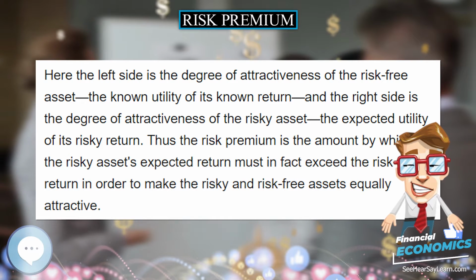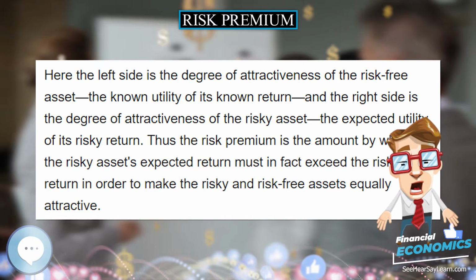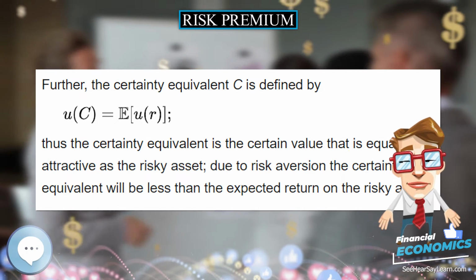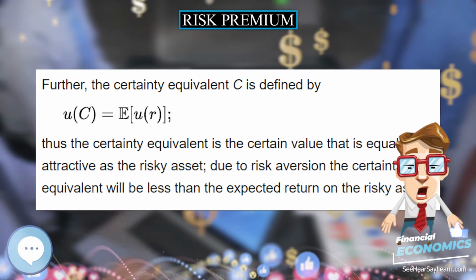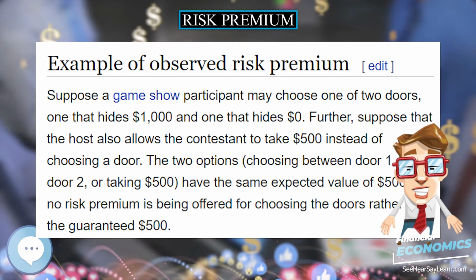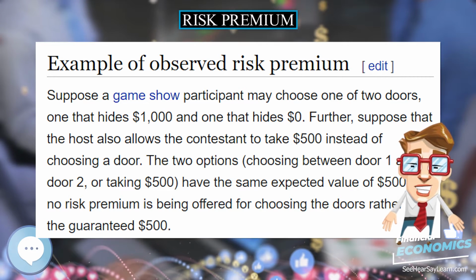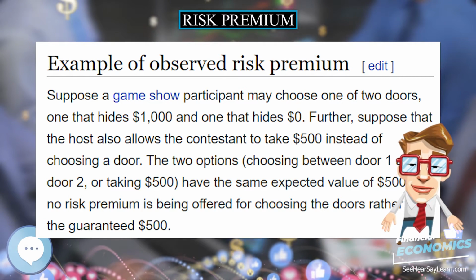Further, the certainty equivalent C is defined by: Thus the certainty equivalent is the certain value which is equally attractive as the risky asset. Due to risk aversion, the certainty equivalent will be less than the expected return on the risky asset.